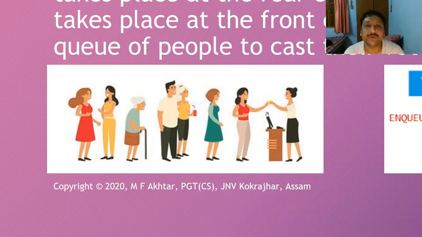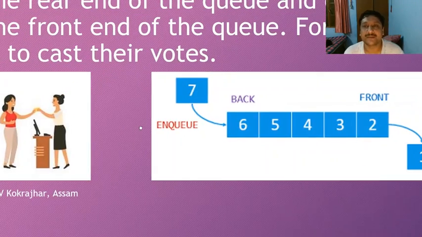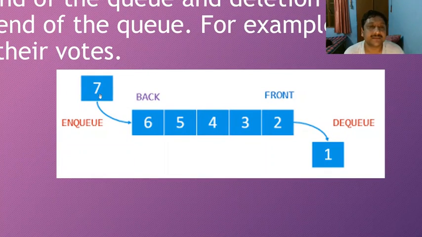Okay, and suppose a new person came, then where will he come? He will come at the rear of the queue. This position is known as rear and this position is known as front. Okay, see the example here. This is the back side and this is the front side. If we want to remove or process some element, then we have to process the front elements. And if we want to add a new element, then at the back side of the queue we can add. This technique is known as queue technique, and addition is known as enqueue and deletion is known as dequeue.